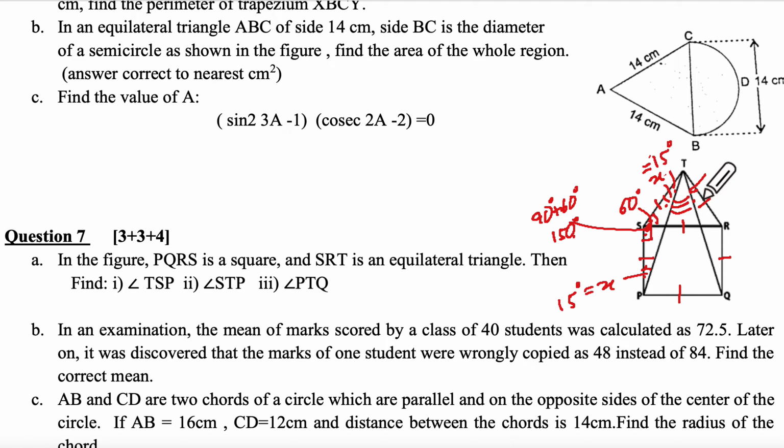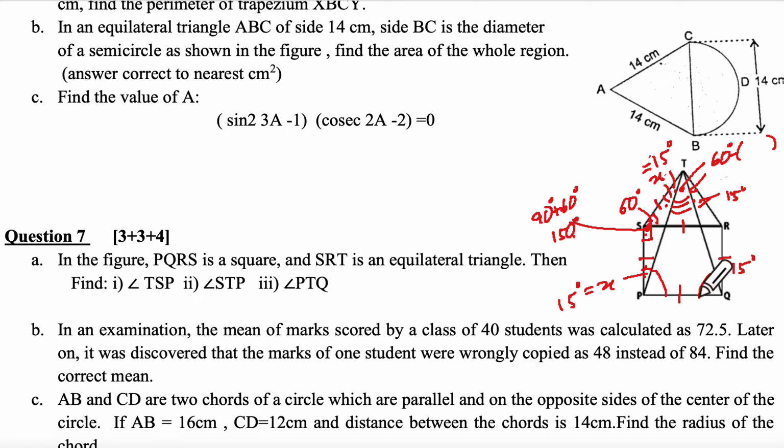So this will be 15 degrees here. This also will be 15 degrees here. How much is this angle over here? This one will be 60 degrees minus this 15 plus this 15. That means 60 minus 30, this will be 30. How much will be this and this?